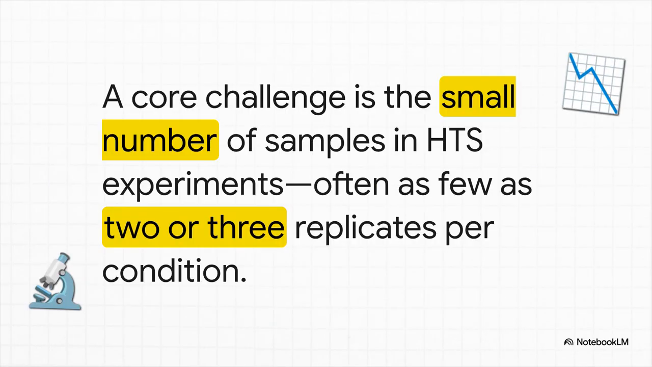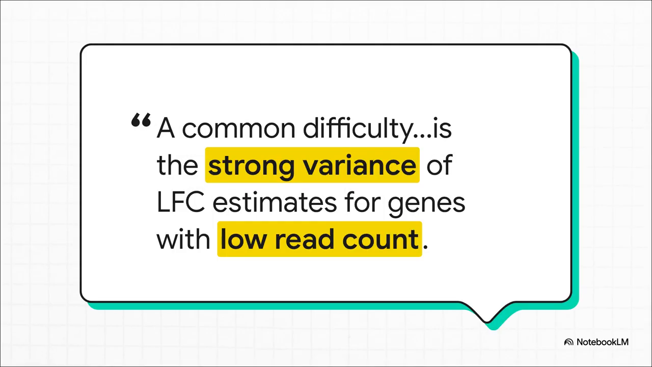But, and this is a big but, these experiments can be super expensive and tricky. What that means is scientists are often working with just a handful of samples, maybe only 2 or 3 for each condition. And with so few data points, our measurements are just naturally full of uncertainty. And that uncertainty sets up this perfect trap. The data shows this really strong variance for genes with low activity or a low read count. So what does that actually mean?